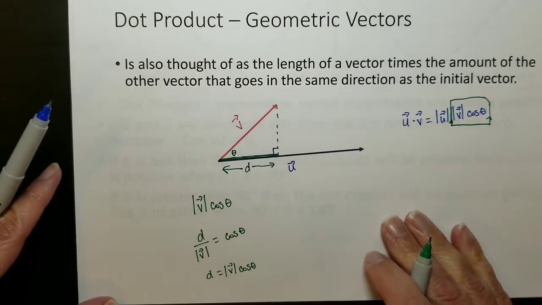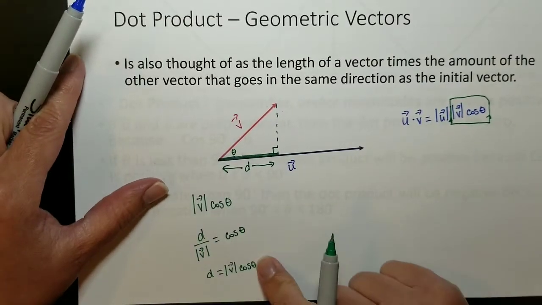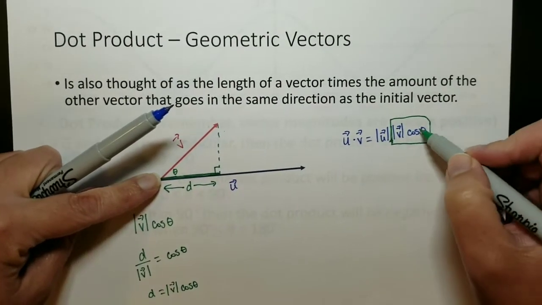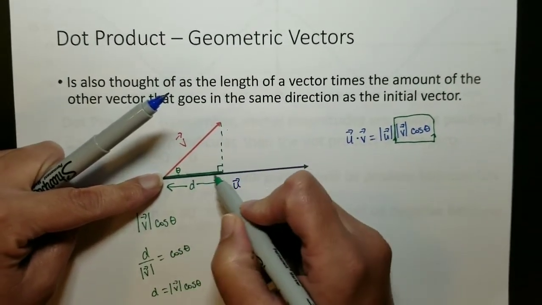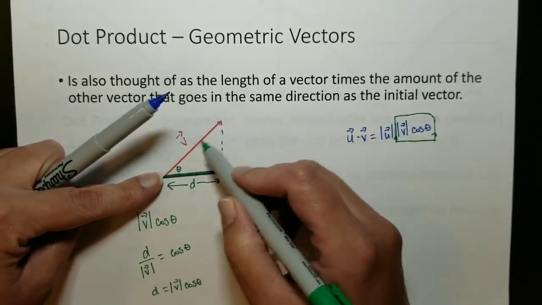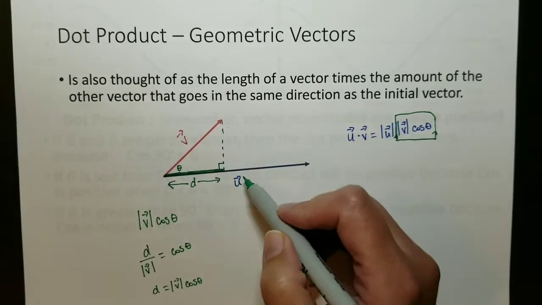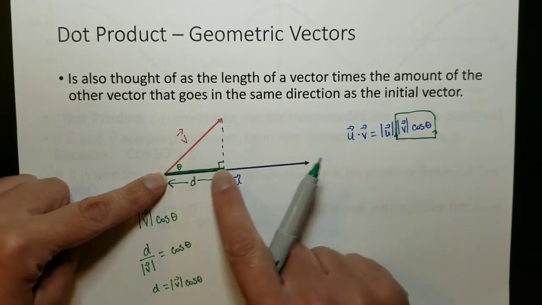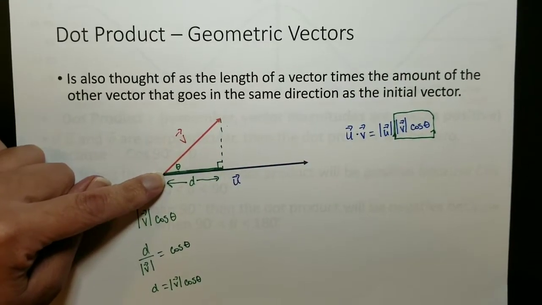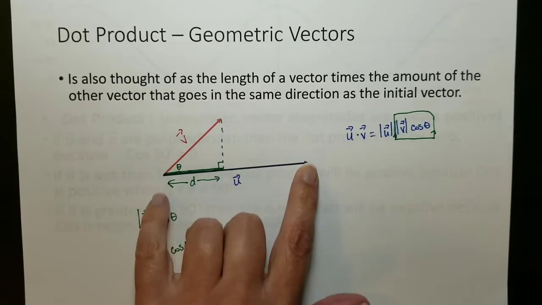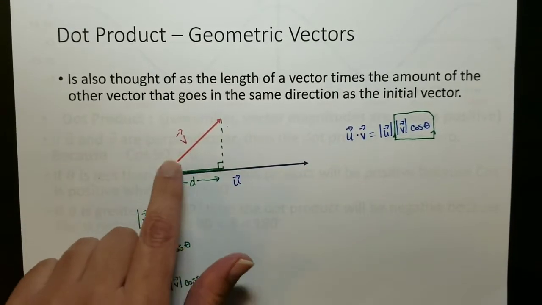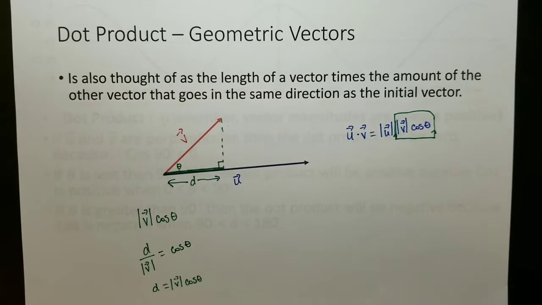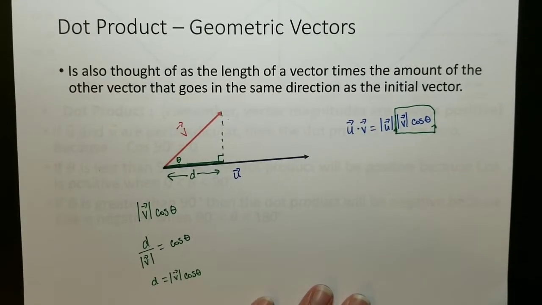So this tells me that the magnitude of v cos theta is actually this measurement. It's how much of the vector v is going along vector u in the same direction. Like, how helpful is v in terms of u? So you're multiplying u times the amount of v, or the component of v, that goes along in the same direction as u.